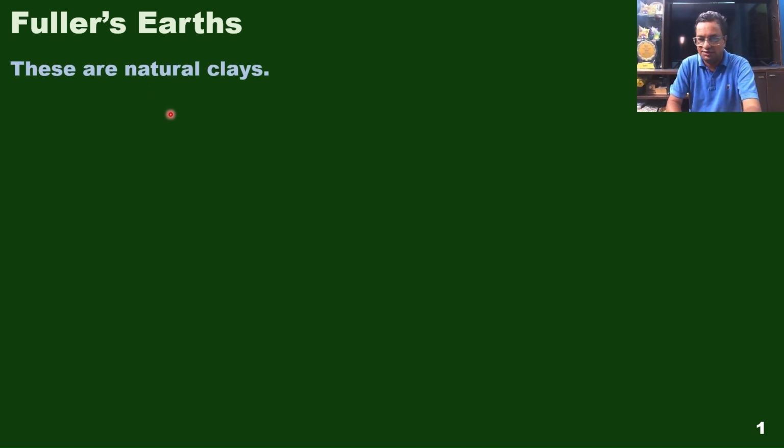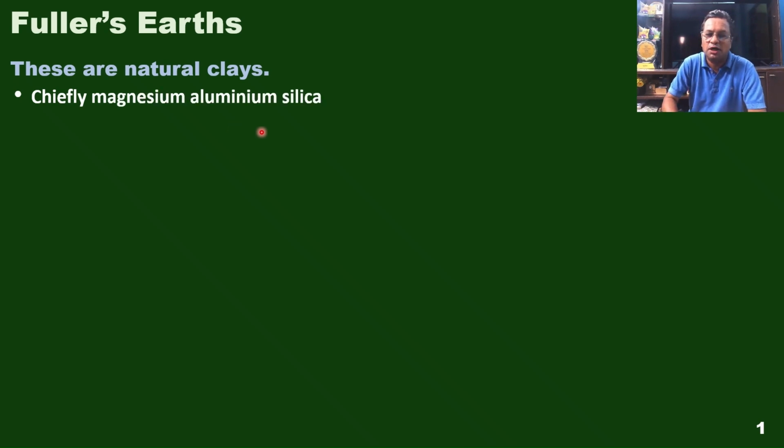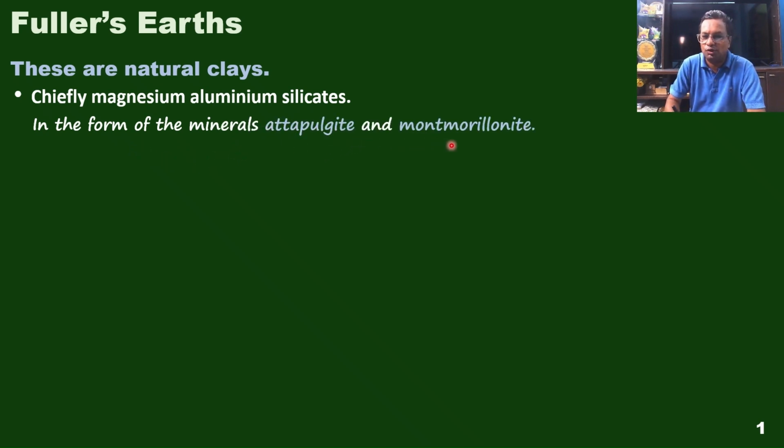To begin with, we will know more about Fuller's earths, which are used as adsorbents in various applications. These are natural clays. Chiefly, they are magnesium aluminum silicates in the form of the minerals Attapulgite and Montmorillonite. We know them as natural clays. How they are converted into adsorbents, let us know.